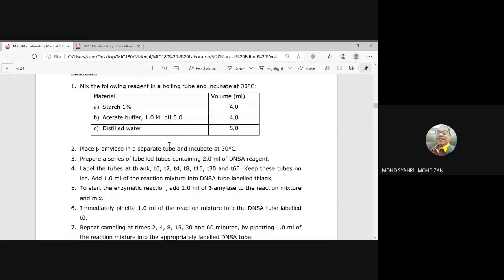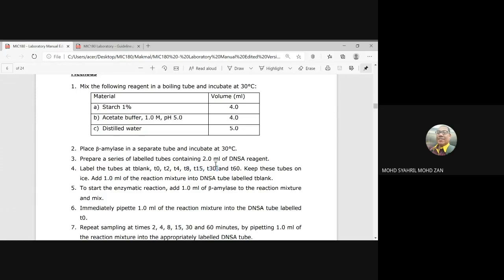Why do we need to incubate at 30 degrees Celsius? Please refer to the effect of temperature on enzymes. If you look in the material, it is there, in books and so on, why we need 30 degrees Celsius. Or we will continue in the lecture later. Prepare a series of labeled tubes containing 2.0 ml of DNSA reagent. All tubes you have to label: T blank, where T represents time, T0 or time 0, time 2, time 4, time 8, time 15, time 30, and time 60.